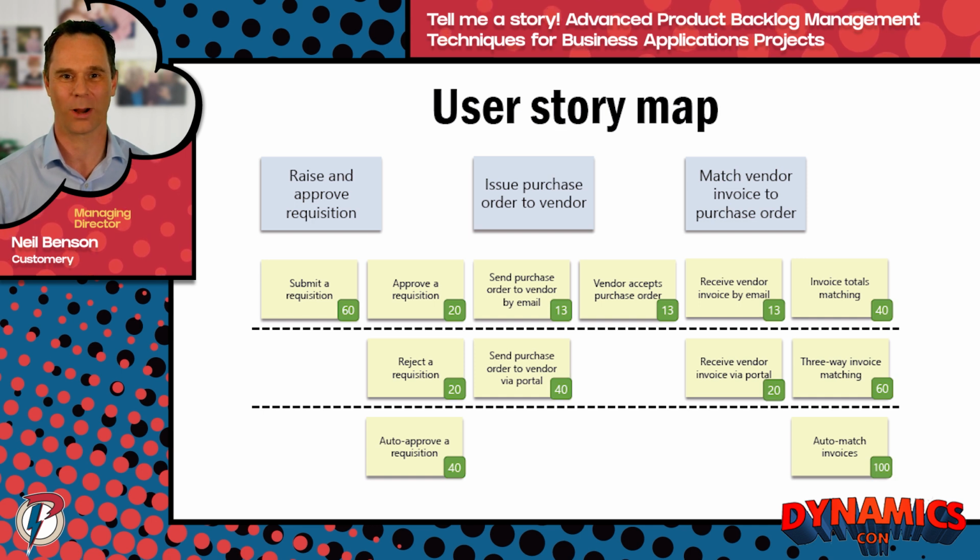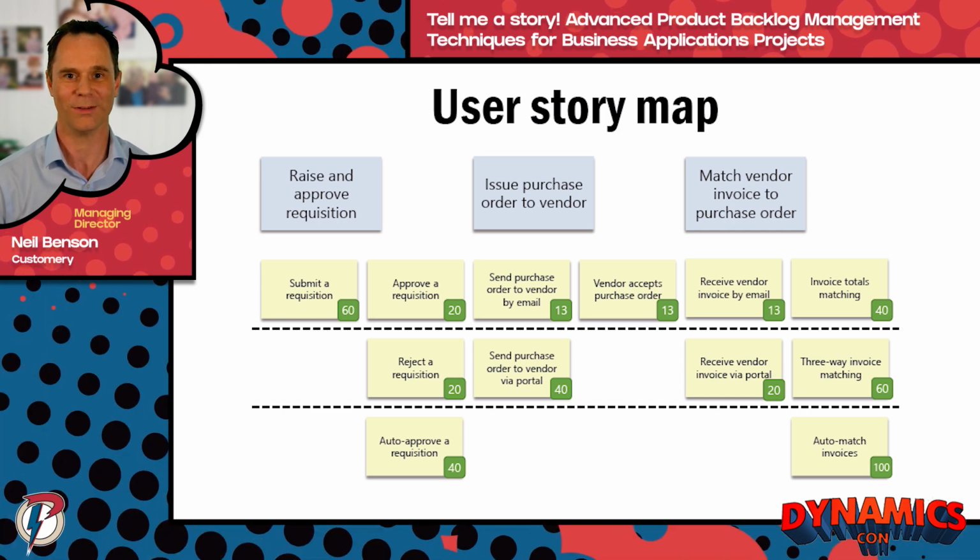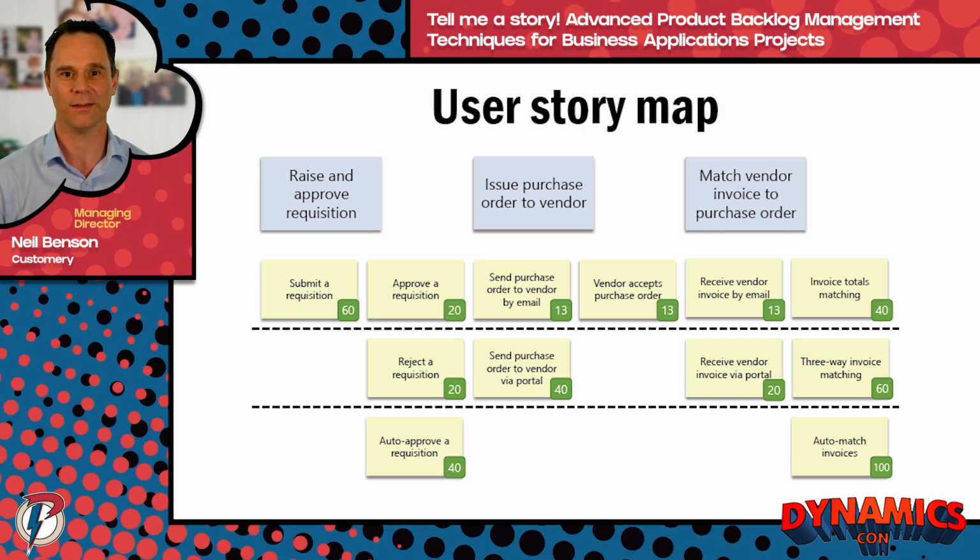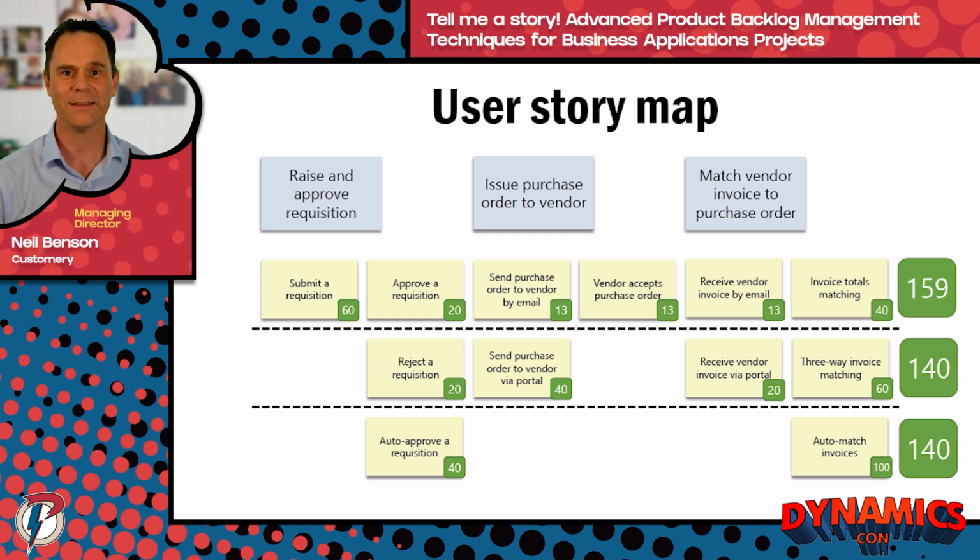I'll cover estimating work later in the session, but for now, let's suppose that the development team has estimated the relative sizes of each of the steps to be between 13 points and 100 points. Each point represents the relative amount of complex work. Next, we total the amount of work in each slice. In this example, the first slice adds up to 159 points. The second slice is 140 points, and the last slice is 140 points as well.